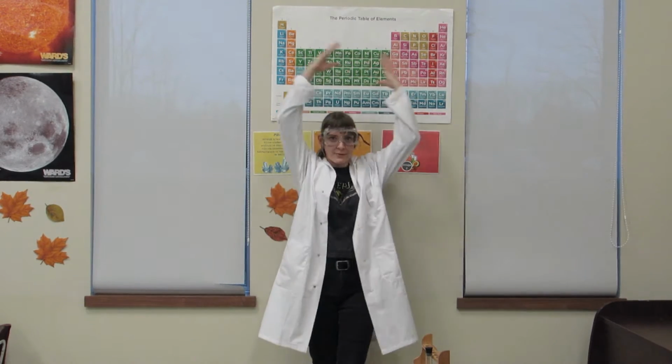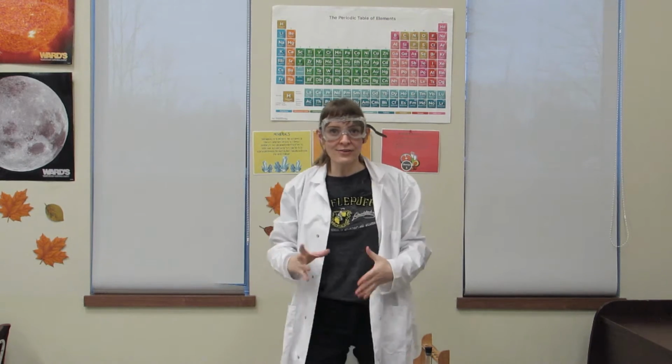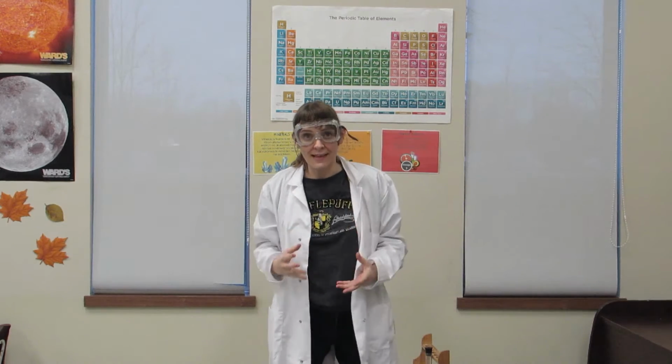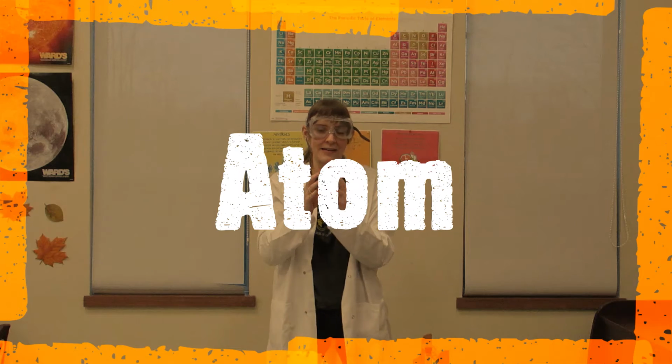Now, I had mentioned that matter is made up of building blocks called elements. Now, elements are shown on the periodic table, and we know that there are 118 different elements. Each of those elements represents an atom, a specific kind of atom.